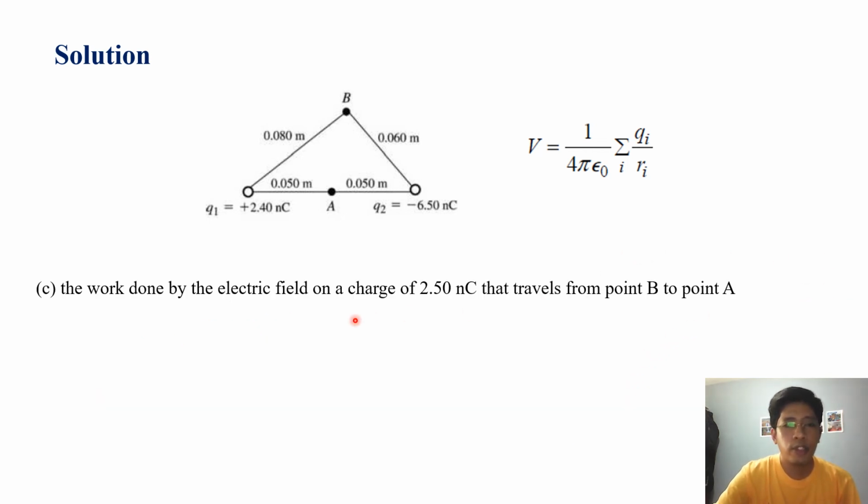Next, let's find the work done by the electric field on a charge of 2.50 nanocoulombs that travels from point B to point A. So you have this time a charge of 2.50 nanocoulombs that travels from point B to point A.